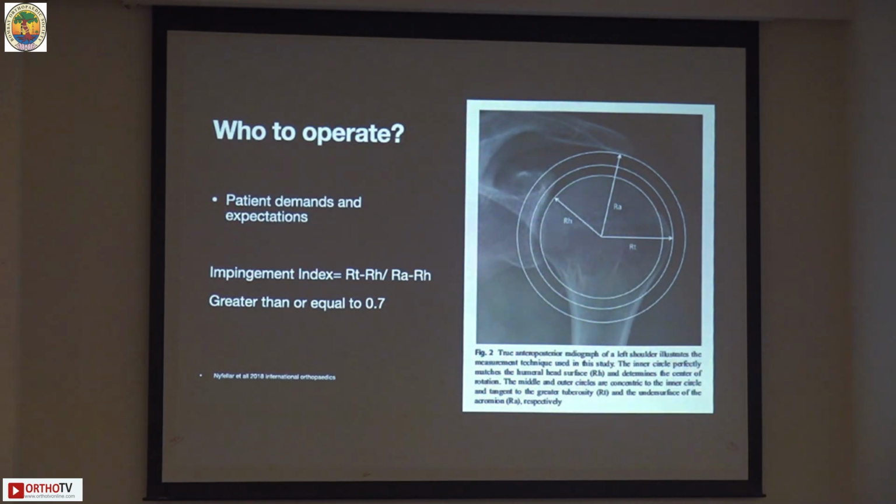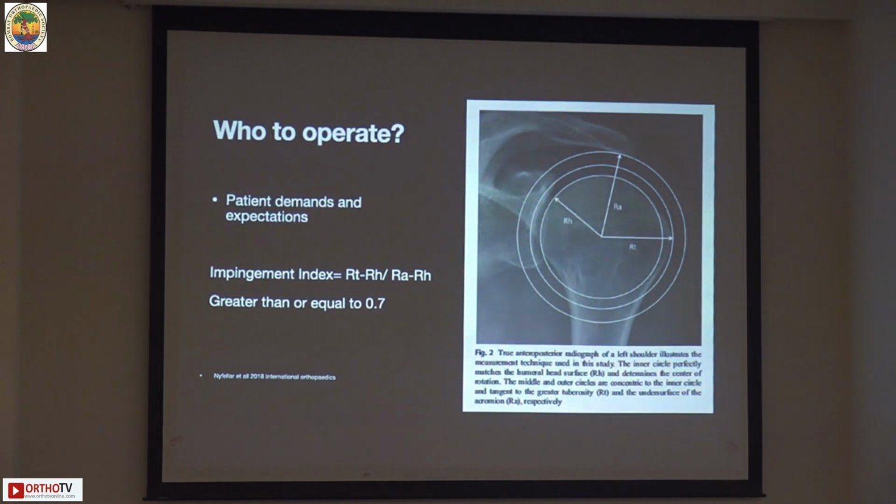There's a paper by, I'm sorry, I cannot say the name very well, Nyffeler et al. They came up with this impingement index. It's really simple to do. If you read the paper, they've explained every single step of how to take a simple AP X-ray. They do it in 30 degrees external rotation. Now there are 3 lines that are shown out there. It's the RH from the center of the head to the articular surface of the humerus, RT, which is from the same center to the edge of the GT, and RA, which is from the center of the head to the acromion.